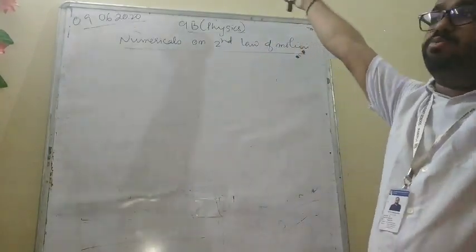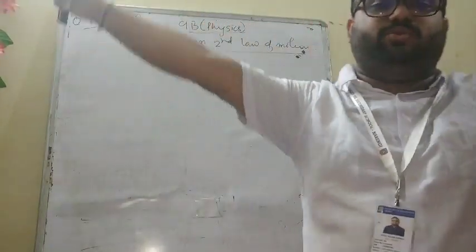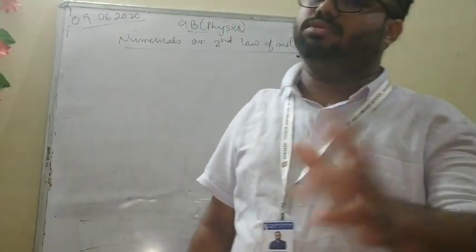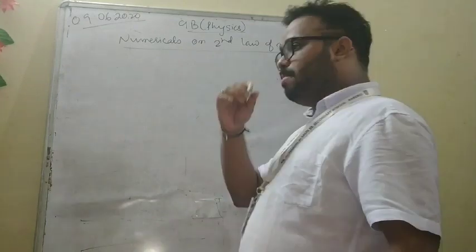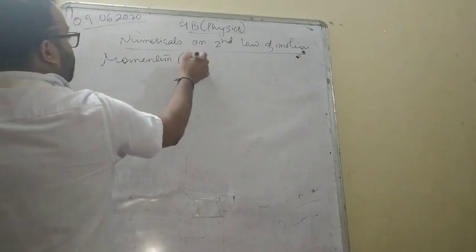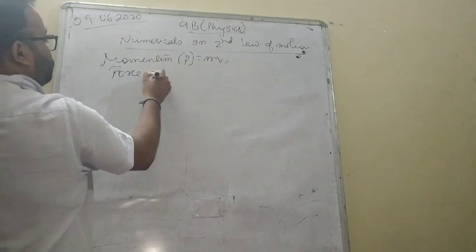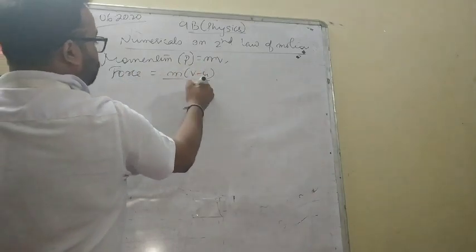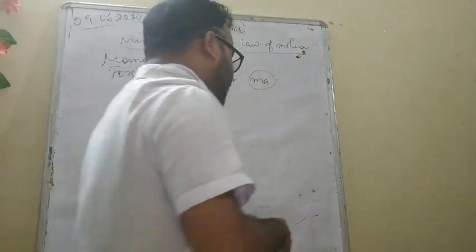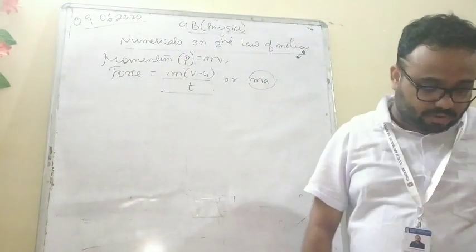Today we will discuss the numericals on the second law of motion. Last class we discussed momentum and the second law of motion. So we have come to know about two formulas: momentum is equal to mv, where m is the mass and v is the velocity, and force is equal to m(v minus u) by t, or ma, which is mass into acceleration. So we will do these kind of sums.